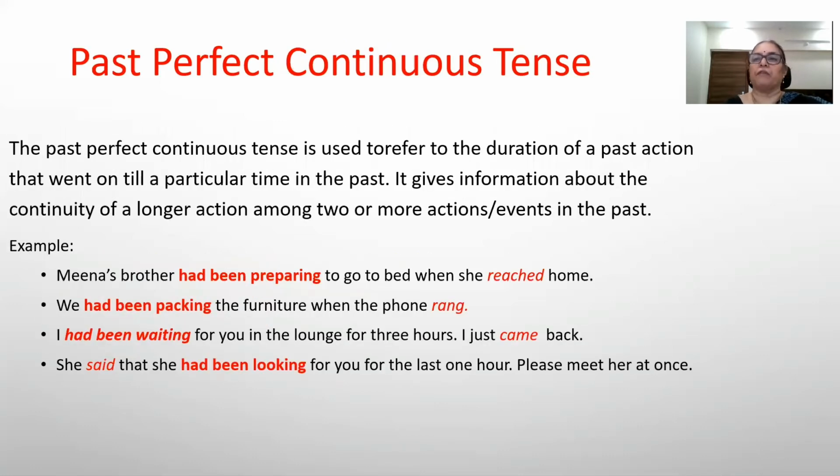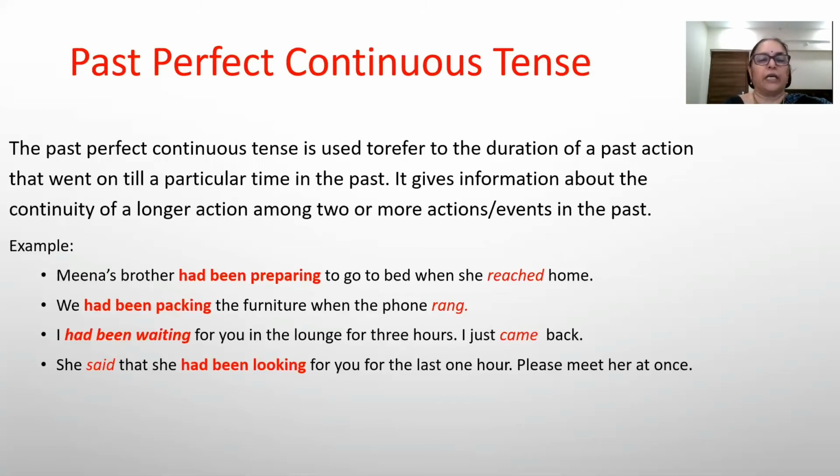Now, past perfect continuous tense. This past perfect continuous tense is used to refer to the duration of a past action that went on till a particular time in the past, continued for some more time. It gives us information about the continuity of a longer action among two or more actions or events in the past. So it happened for some more time, unlike previously, where that action had completed in past perfect tense, but here it continued for some more time.